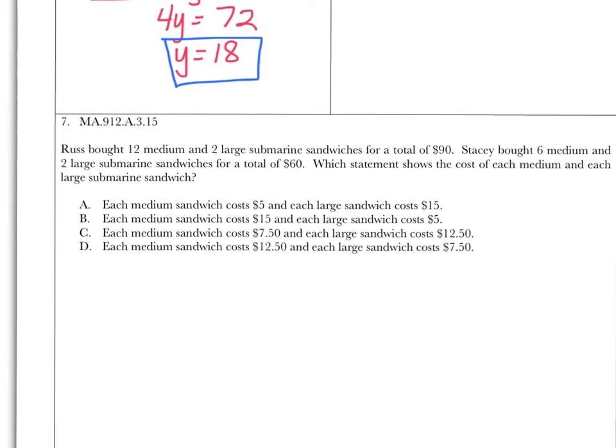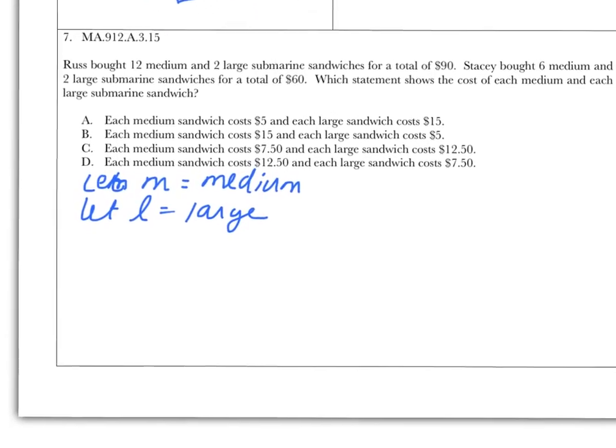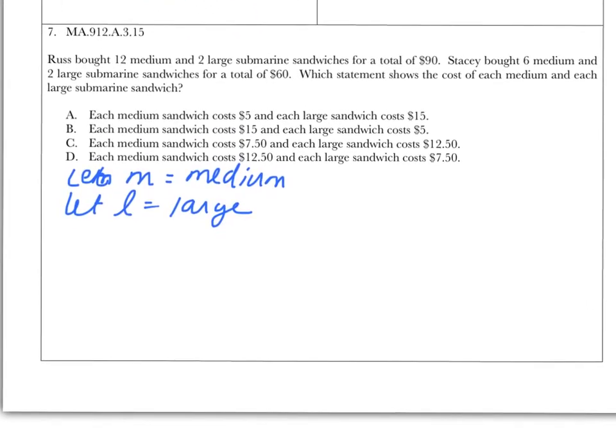Let's see, let's set it up. So I would say let M equal the cost of a medium sandwich, right? And let L equal the large cost. So my first equation would be 12M plus 2L is equal to 90. Are you guys good on that?